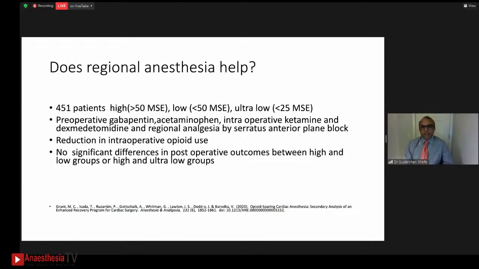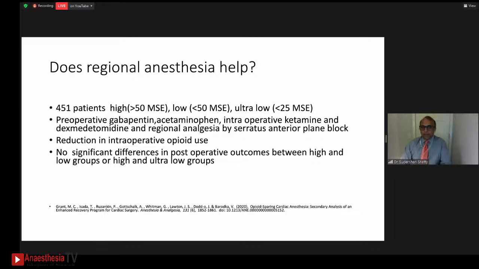So in general, does regional anesthesia help? This is not about minimally invasive cardiac surgery. Does it help in cardiac surgery itself? Paper from Anesthesia & Analgesia from last year. They took 451 patients who received either more than 50 morphine sulfate equivalents or less than 50, and there was a group which received less than 25. So for conversion, one morphine sulfate equivalent is about 10 mics of fentanyl.